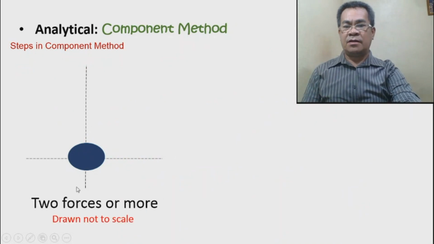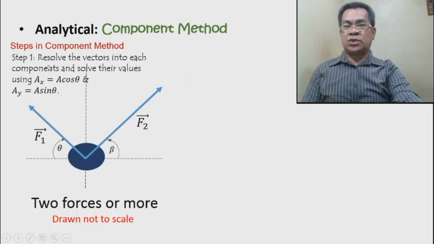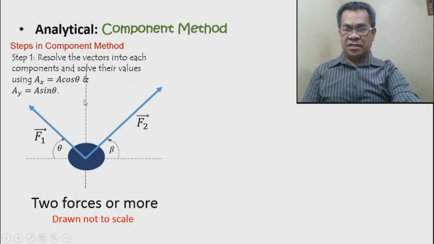For example, we have two forces drawn not to scale, no need to scale because this is an analytical method. Suppose I have this force F1 and we have this angle direction theta, another force F2 and the angle is beta. Suppose we are asked to solve for the resultant using the components. So step 1, first is to resolve the vectors into its components. Take note of the components in our previous slide. We understand that the value of AX is cosine times the magnitude of the vector, then sine for the y.